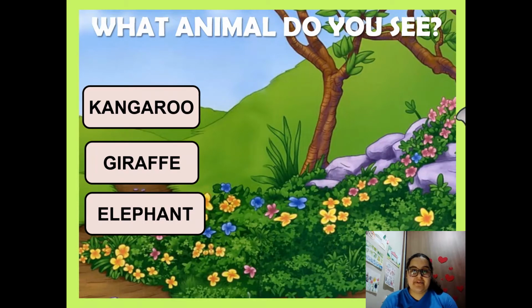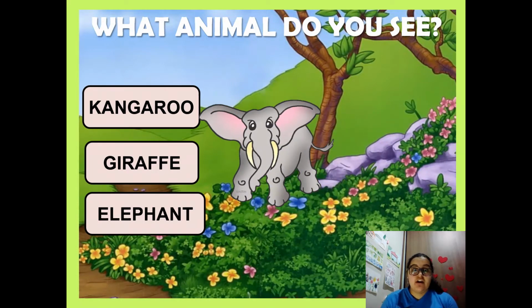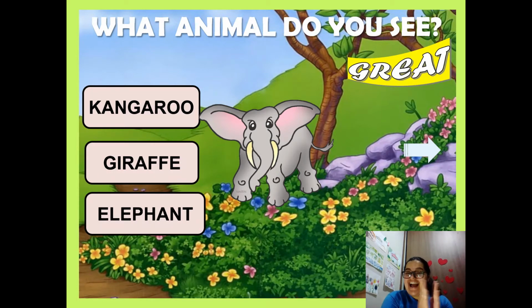Let's see. What animal do you see? What is this animal, guys? It's a kangaroo? No, it's not a kangaroo. We already see a kangaroo. It's a giraffe. Or an elephant. Yes, it's an elephant. So let's see together. One, two, three. Great, guys, an elephant.